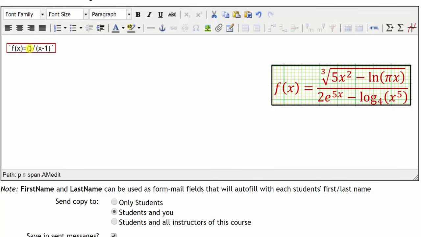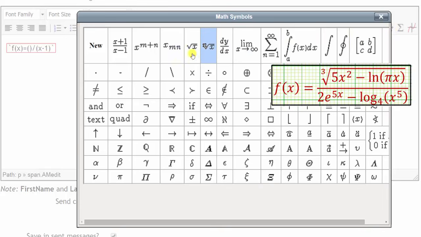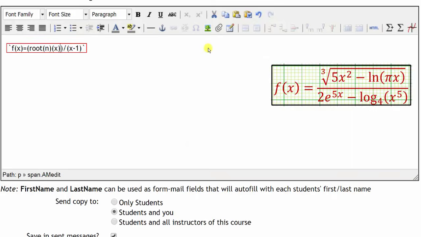So we want to enter the cube root. To do this, we'll go back to the sigma key. Notice how here we have the square root of x, and here we have the nth root of x. So we'll click on the nth root, but we'll have to change n to 3. We'll change this n to 3 for the cube root. So backspace 3. And now where this x is, we'll enter the quantity 5x squared minus natural log pi x.